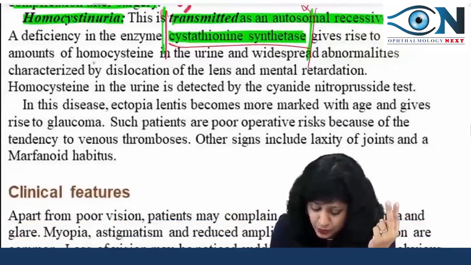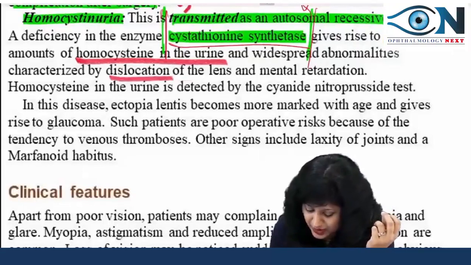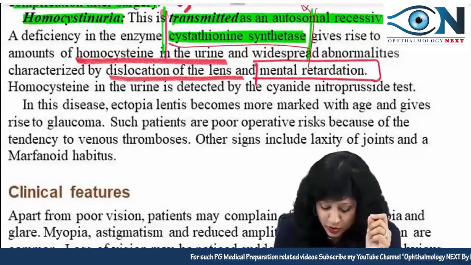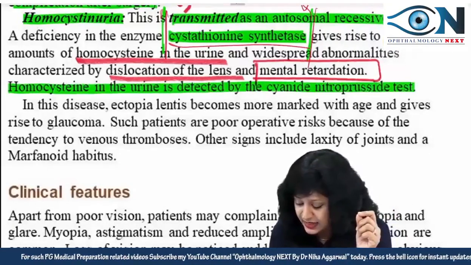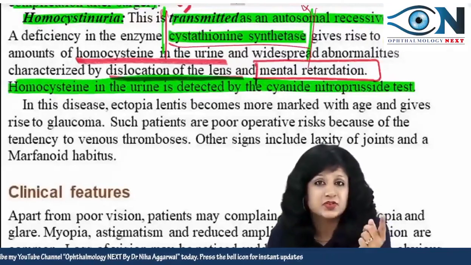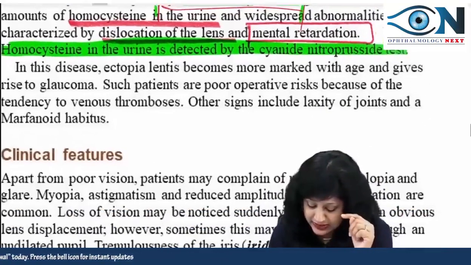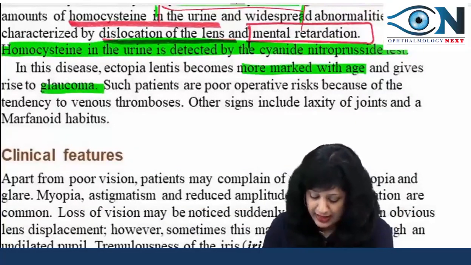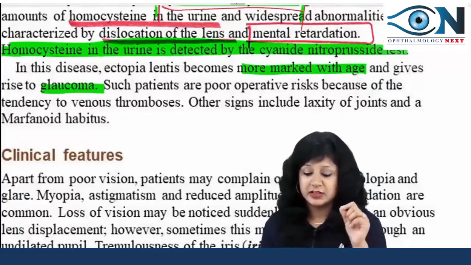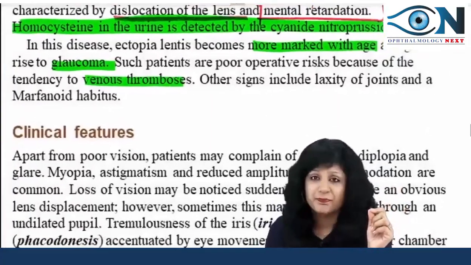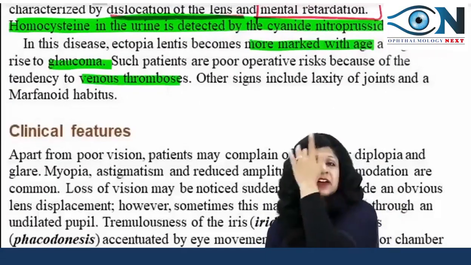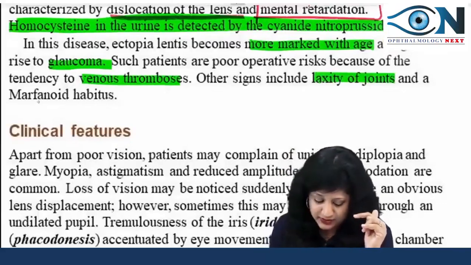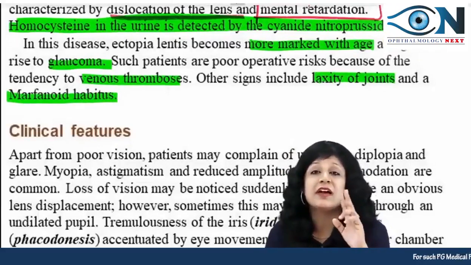Then you will get homocysteine in the urine, and you will have dislocation of the lens. Even mental retardation is important, and then they can also ask you how will you test it. So it is detected by the cyanide nitroprusside test. These are the related questions that can be asked. In this disease, ectopia lentis becomes more marked with age. There could be glaucoma also, and there is a very strong tendency of these people towards venous thrombosis. Like there we were having retinal detachment, here I have a strong tendency towards venous thrombosis. I have laxity of the joints, Marfanoid habitus. All those things are very important.